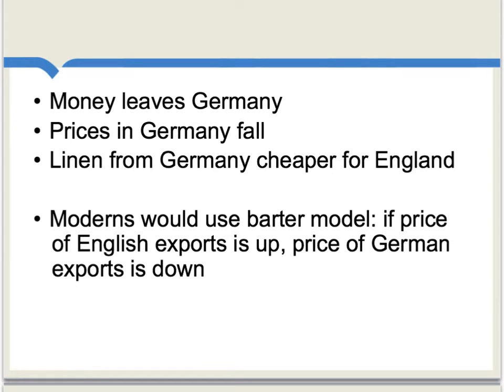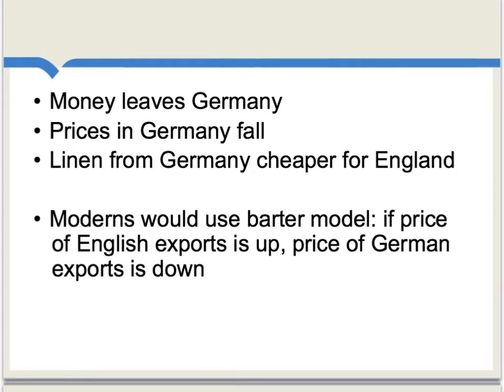Mill outlines another channel through which the tax on cloth may make the English better off. So in Mill's scenario, there's a fixed exchange rate based, say, on a gold standard, and as the Germans spend more money on English cloth, Mill notes that money leaves Germany, then in general prices in Germany fall, and linen from Germany is then, for Mill, cheaper for England, and Mill portrays that as a second source of gains.